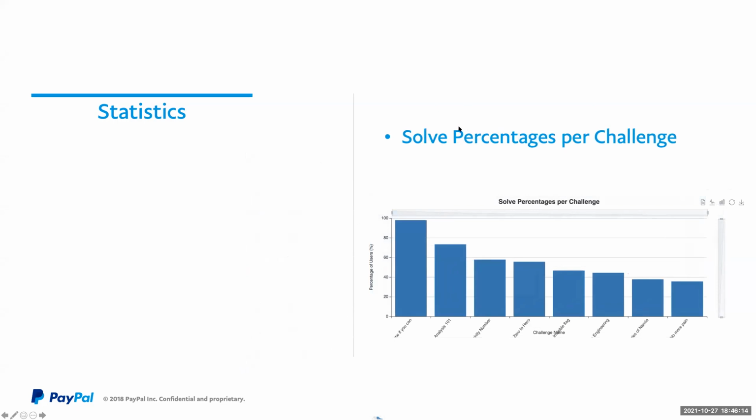Okay, again, the solve percentage per challenge. It's the same thing. More than 90% resolved Find Me If You Can, and less than 40% resolved No More Pain.